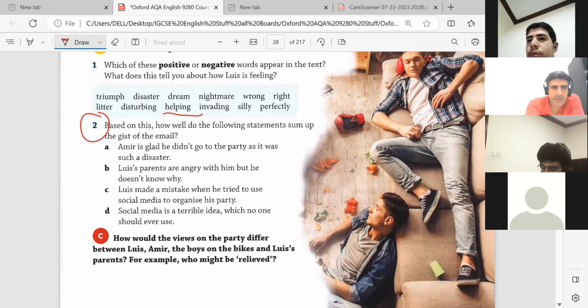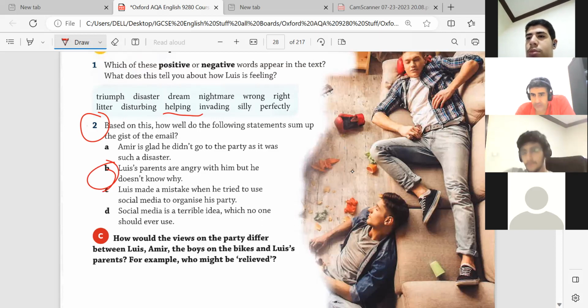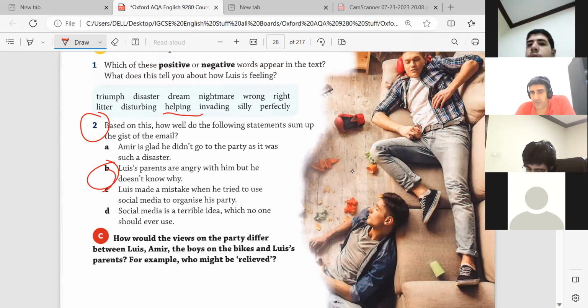Statement B. Why are Lewis's parents angry? It was disturbing, the letter. You mean the people were disturbing the neighbors? Yes, people were throwing letters. Okay, and also you can say they explained that he shouldn't have used social media to invite people to the party. This is the mistake. They advised him, they told him, son, you shouldn't use social media to invite people to the party. That's why they are angry with him.